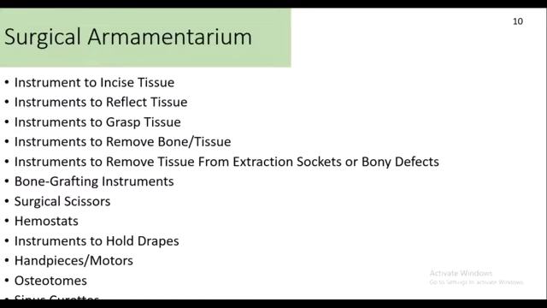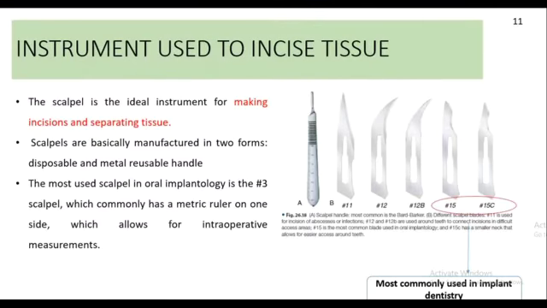So what are the instruments which are required for the surgery? We'll discuss each one in detail. The first is the instrument that is used to incise the tissue. The first is the scalpel, that is the ideal instrument for making the incision. So this is the Bard-Parker handle, sorry, these are the different types of blades.